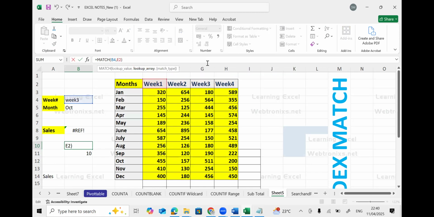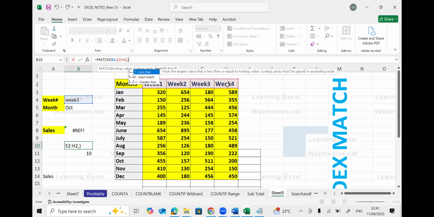Now let's discuss the MATCH function first. The MATCH function basically says, okay, you know what? Tell me what you're looking for. I say to it, I'm looking for week 3, comma. And it says you're searching week 3 from where? I'll guide this from this array. Okay, array means the range.